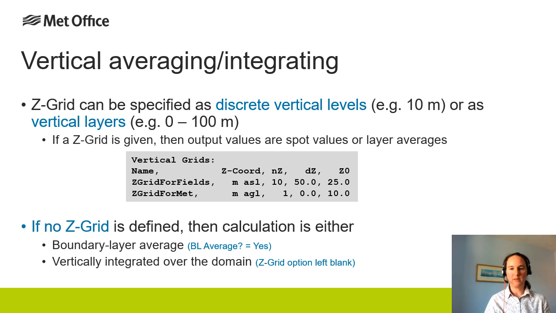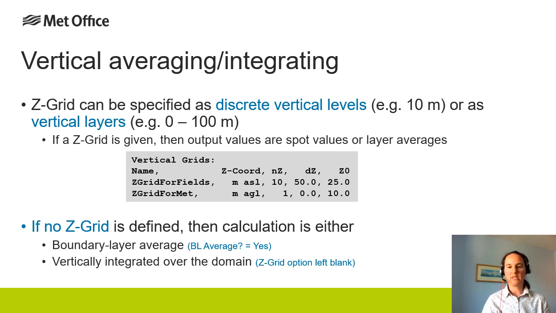In this case, NAME will work out the boundary layer height at each time step and average the quantity over that boundary layer. And this is particularly useful if we're interested in quantities which have an impact in the boundary layer or an impact on humans. So where we're interested in the concentration that we're experiencing at the ground once the material has been well mixed vertically. The second option is to leave the zgrid option blank and the boundary layer average option as no. And in this case, the quantity will be vertically integrated over the whole domain.